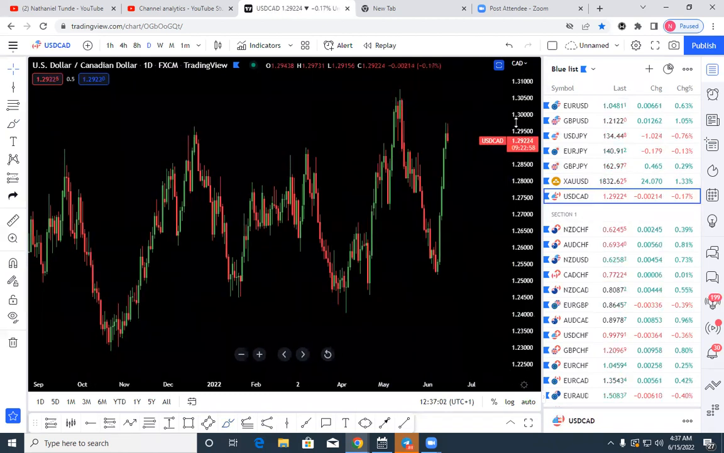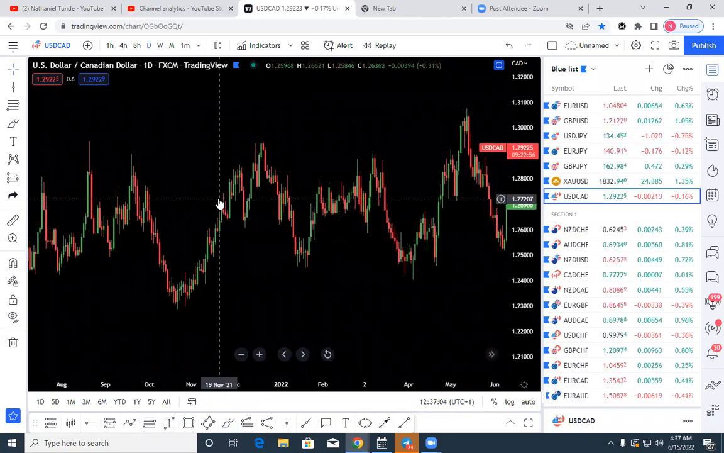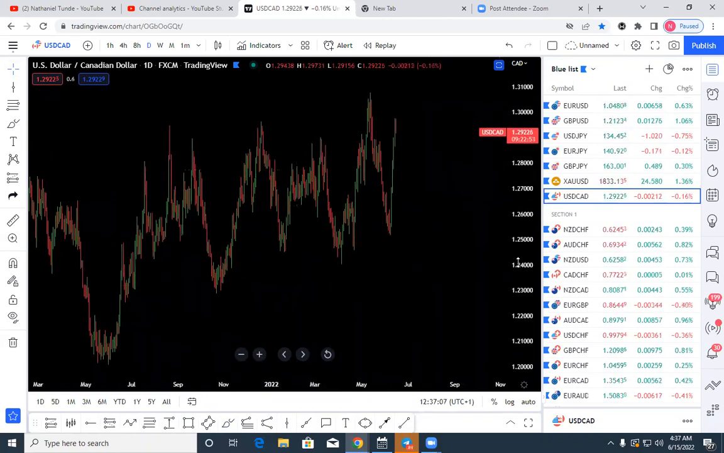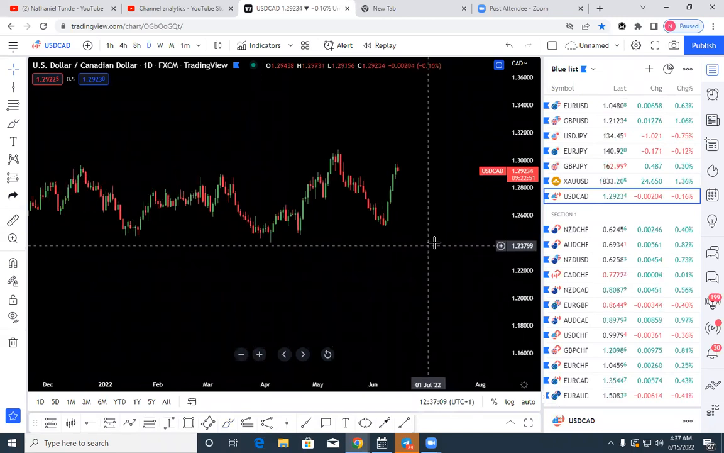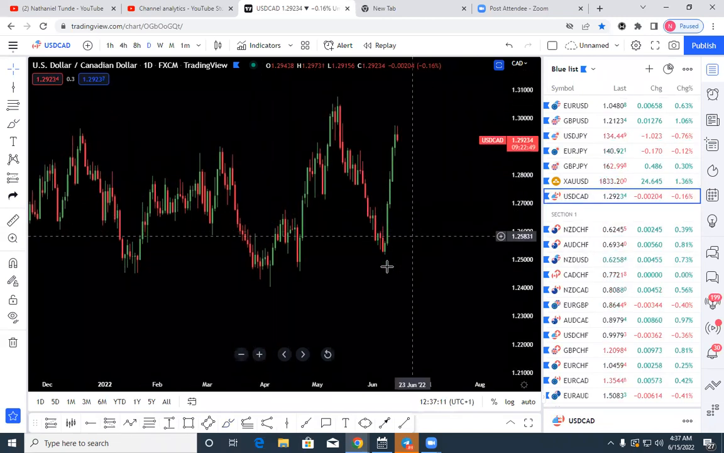USD card. Somebody asked me that I want an indication to show me a selling pressure or a buying pressure.